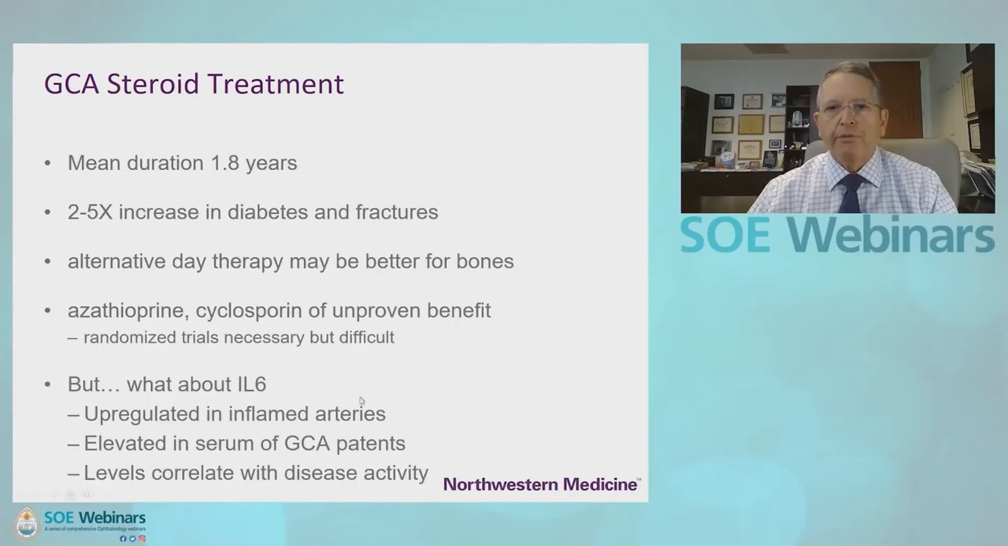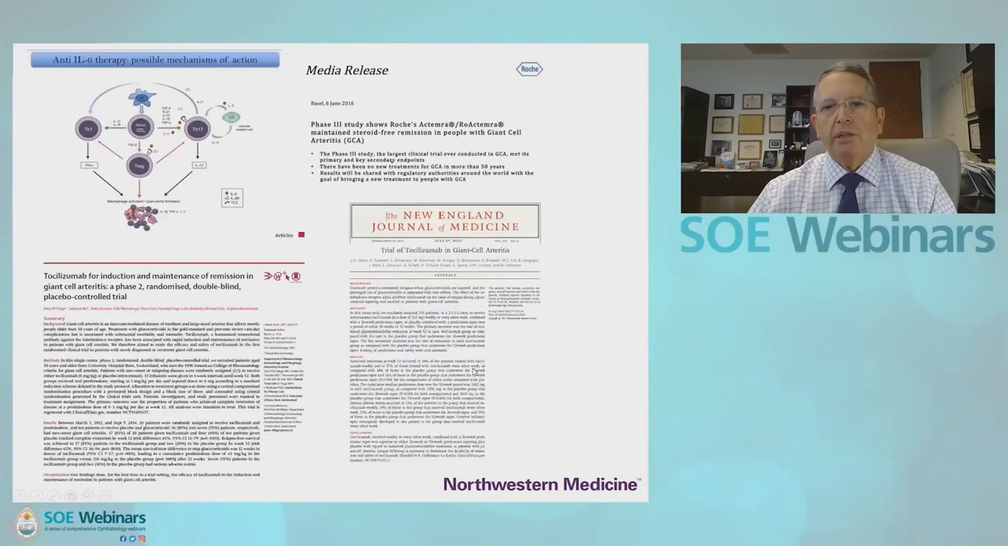Most patients require treatment for up to 2 years. There's definitely an increase in fractures and diabetes from the steroid treatment. And until recently, all the alternatives, azathioprine, cyclosporine, which work in some patients, but no good trials had been demonstrated success. And then finally, in the last 5 years, with targeted treatment against IL-6, which is an inflammatory mediator that is upregulated in inflamed arteries in giant cell patients, has been studied and very effectively demonstrated in a couple of different randomized clinical trials to be highly effective.